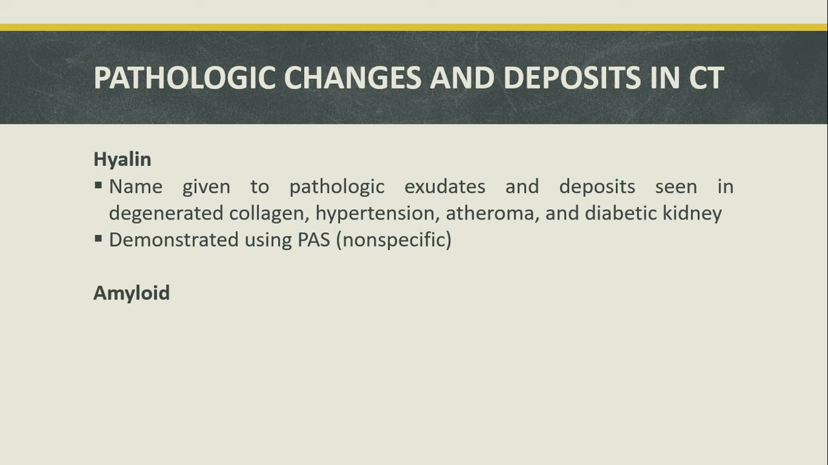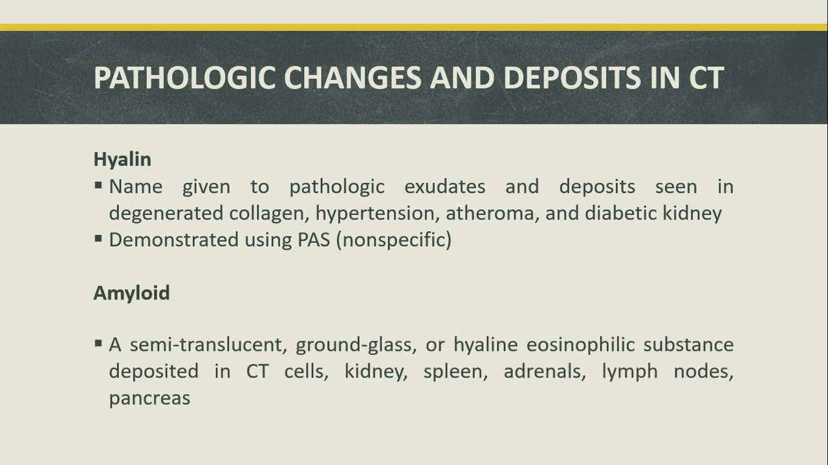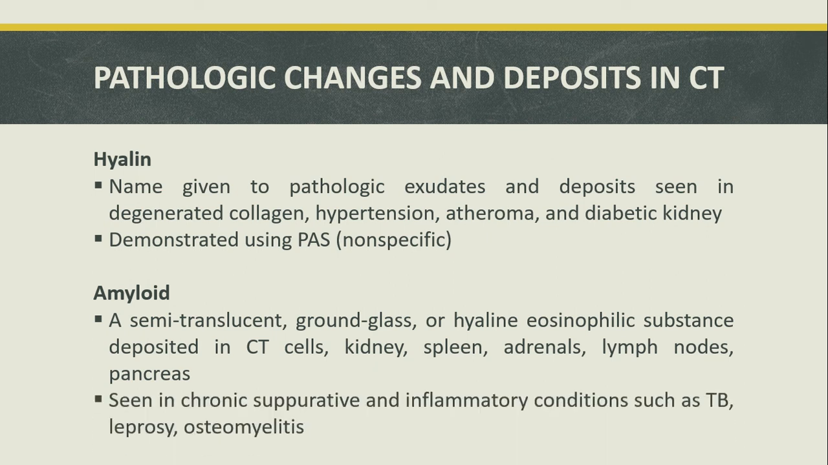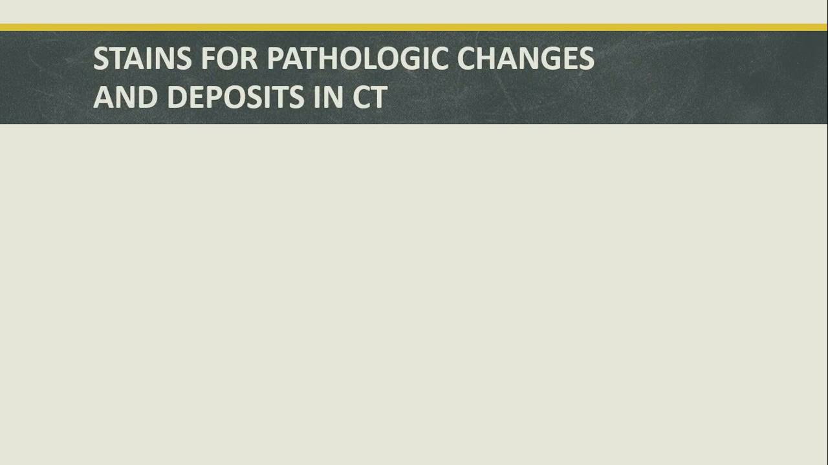And lastly is the amyloid, which is a semi-translucent ground glass or hyaline eosinophilic substance deposited in connective tissue cells, kidney, spleen, adrenals, lymph nodes, and the pancreas. This is commonly seen in chronic suppurative and inflammatory conditions like tuberculosis, leprosy, and osteomyelitis. The following are the stains for these pathologic changes and deposits.